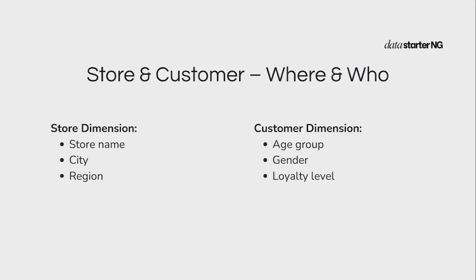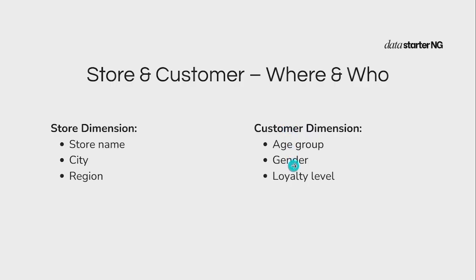And here's the where and the who. The where is the store dimension, used to know where this came from. Here are some example columns: we have the store name, city, region, etc. And the who, who purchased from us, can come from the customer dimension. Here are some example columns that you can find there also.